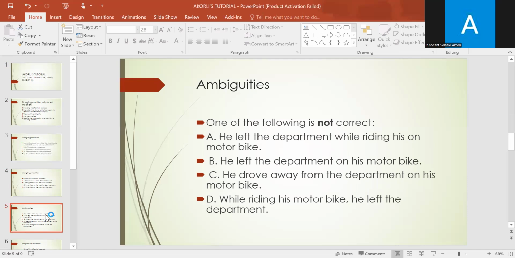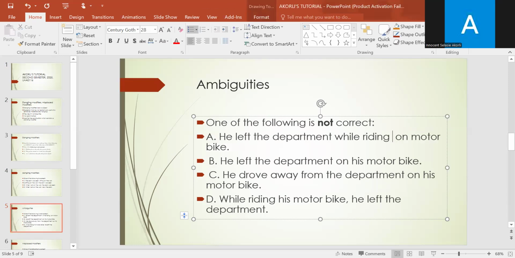One of the following is not correct. A, he left the department while riding on his motorbike. B, he left the department on his motorbike. C, he drove away from the department on his motorbike. D, while riding his motorbike, he left the department.